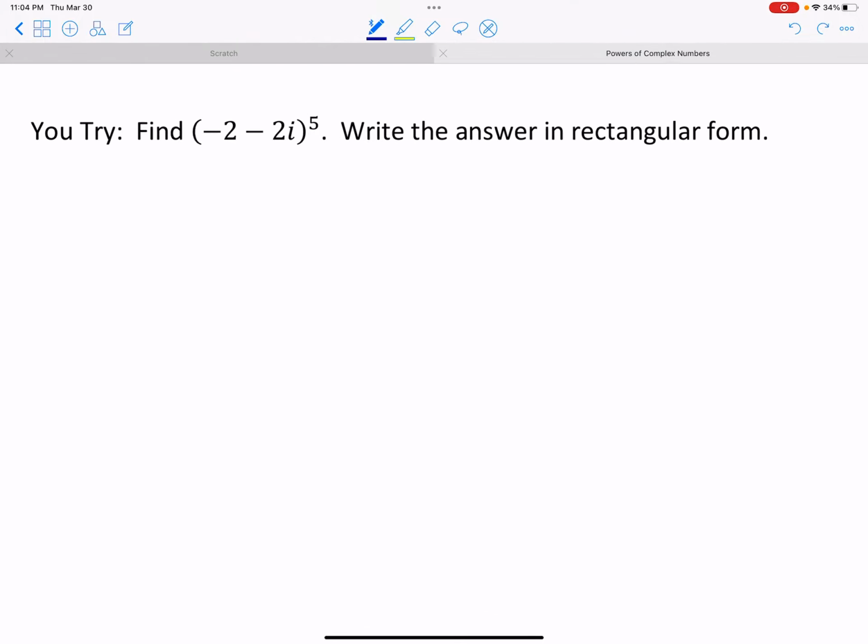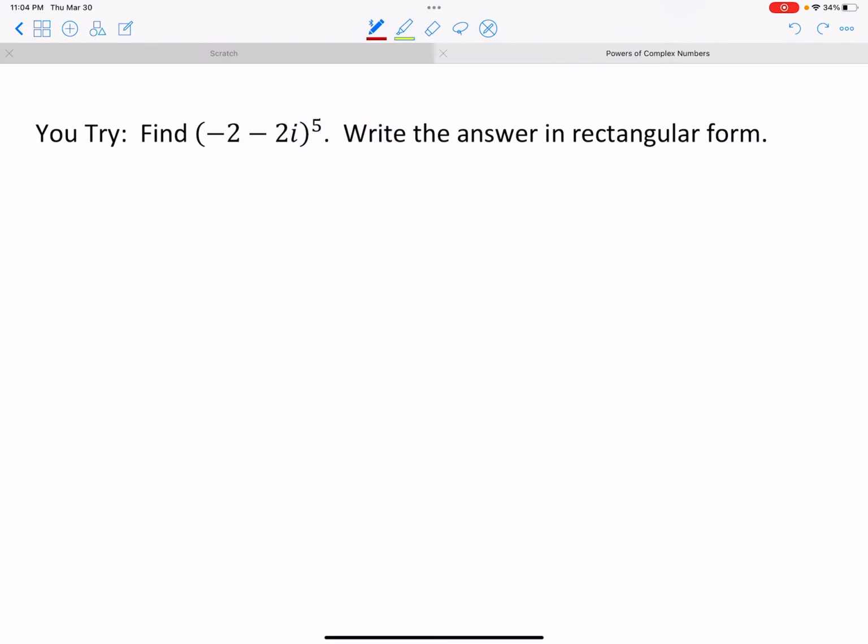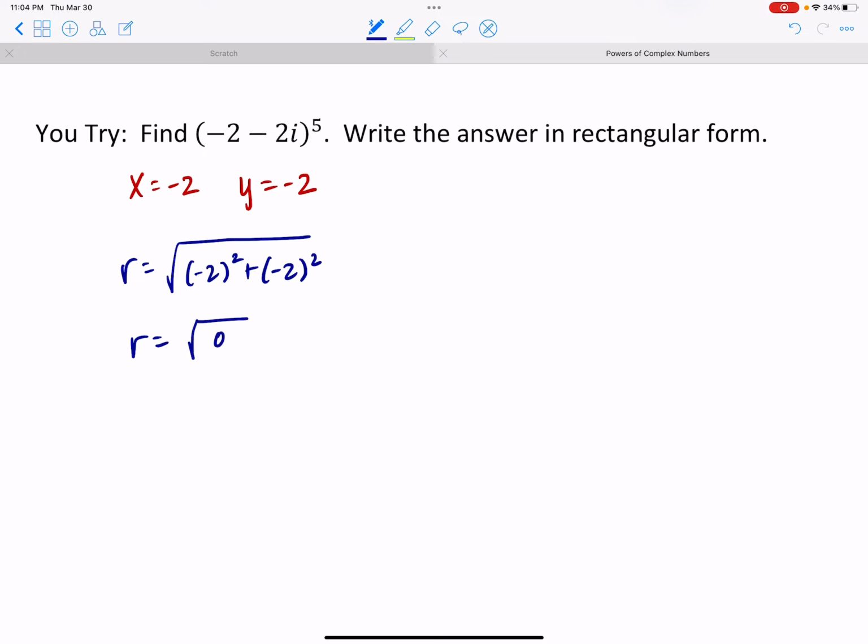Let's try to figure out from our x component of -2 and our y component of -2 what the radius and angle is so that we can take the polar form and raise it to the 5th power. So we know that r is going to be the square root of -2 squared plus -2 squared. So we have 4 and 4, which is going to make 8. And radical 8 is not exact, but it does simplify, so we really should be simplifying.